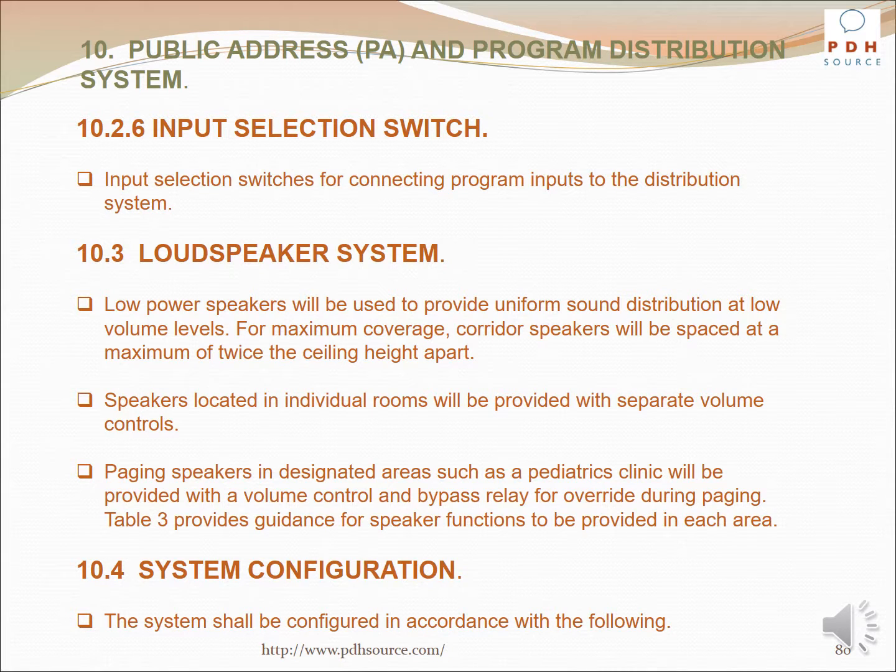Input selection switches for connecting program inputs to the distribution system shall be provided. Low power speakers will be used to provide uniform sound distribution at low volume levels. For maximum coverage, corridor speakers will be spaced at a maximum of twice the ceiling height apart. Speakers located in individual rooms will be provided with separate volume controls.